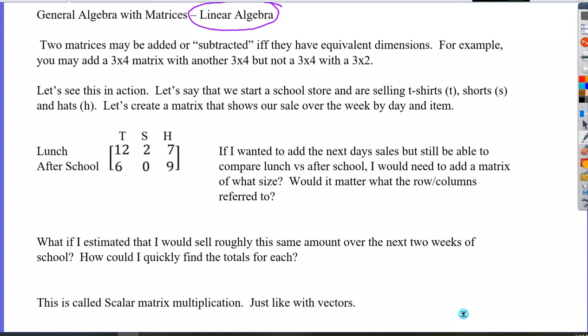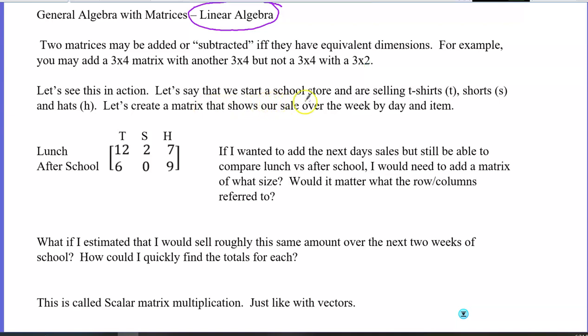So we're going to do some operations with these matrices. Two matrices can be added or technically subtracted. We'll talk about what that means if and only if they have equivalent dimensions. So for example, you can add a 3 by 4 with another 3 by 4, but you can't add something that has two different dimensions. Okay, so let's see this in action.